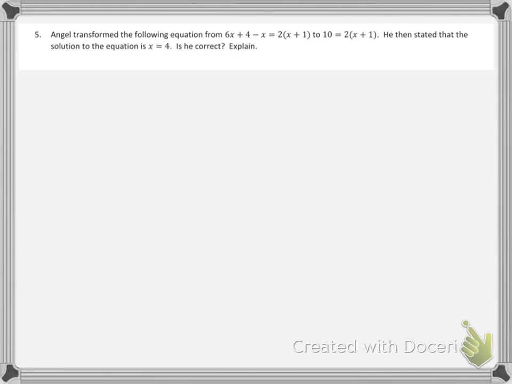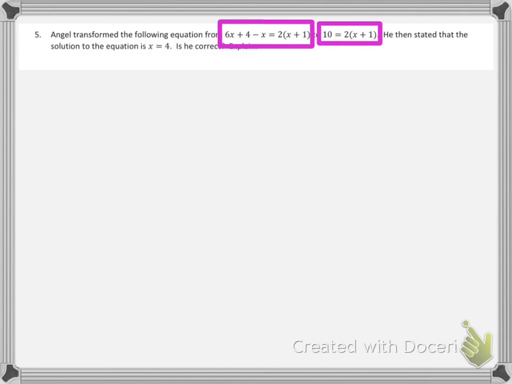So let's look at this first one. Oops, let me see if I can box that up. Maybe this way. Okay, so there's our original equation, and it has to match over here this one. So the two sides have to match. So we have to get 6x plus 4 minus x to be equal to 10. So let's see if we can do that.